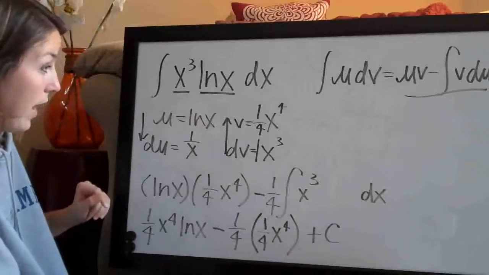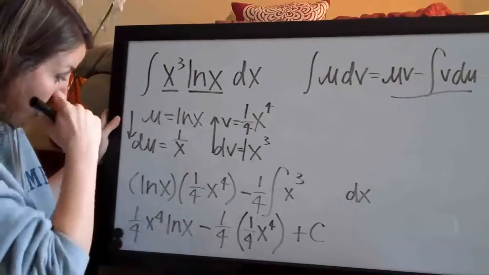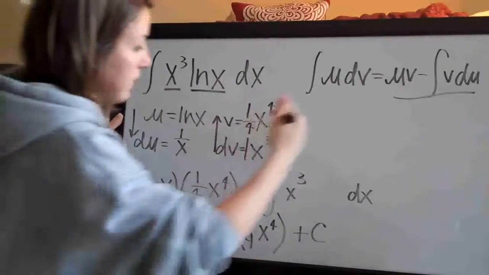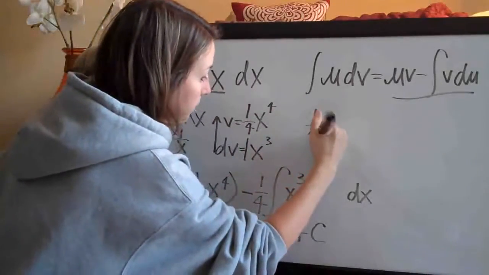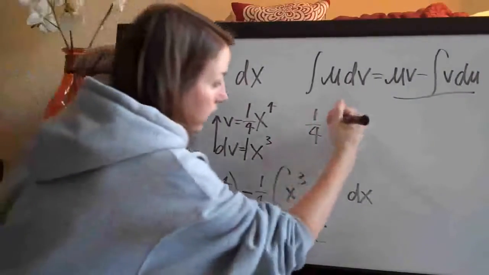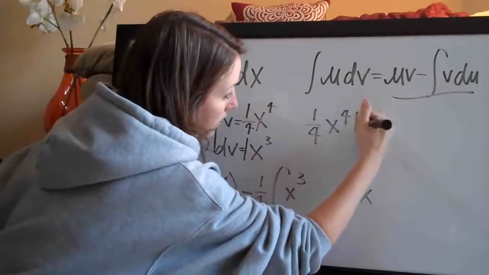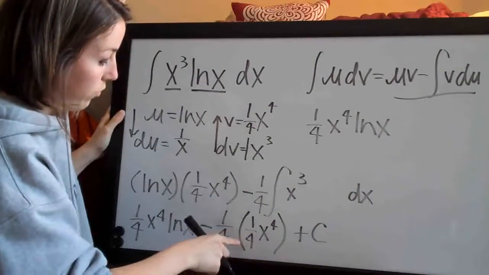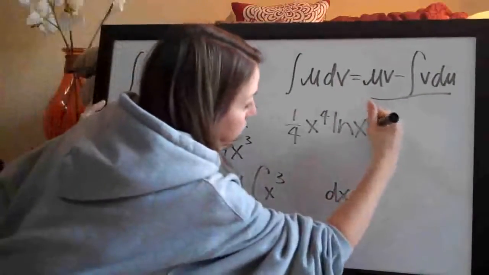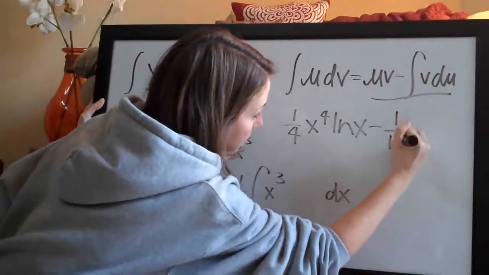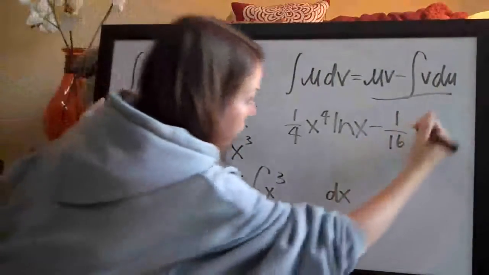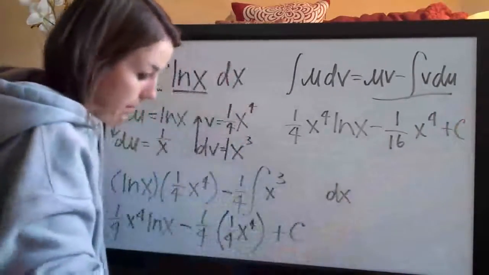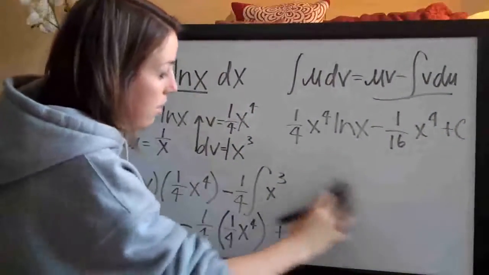So the only thing we have left to do here is simplify. I'm just going to multiply these guys out. So the final answer, I'm going to write this term as is. It's 1/4 x to the 4 natural log of x. And in this part we have 1/4 times 1/4 is 1/16. So minus 1/16 x to the 4th plus c. And that is actually going to be our final answer.